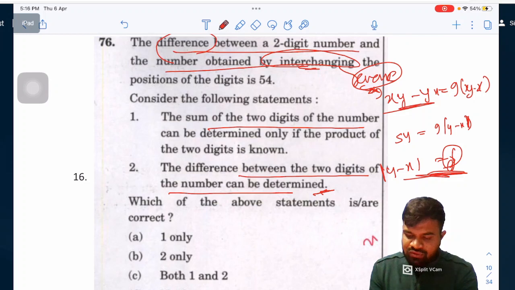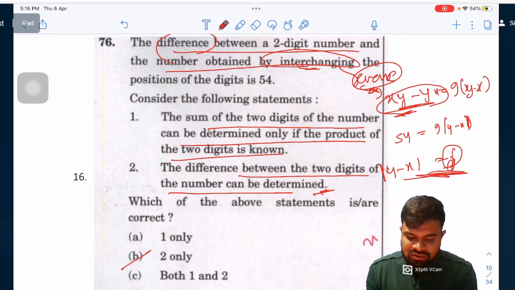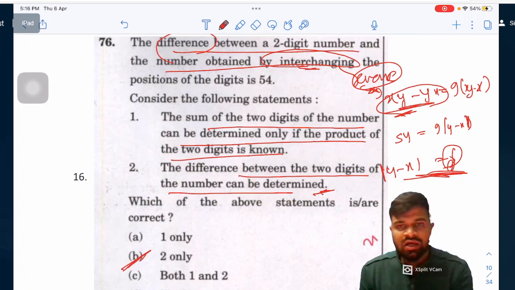The sum of the two digits of the number can be determined only if the product of the two digits is known. It doesn't make any sense. We will not be able to determine the sum of the two digits. We only have a formula for the difference. This is the only way possible. So our answer will be 2 only. See, this is how you do these things. Please, in this case, I want you to trust me.